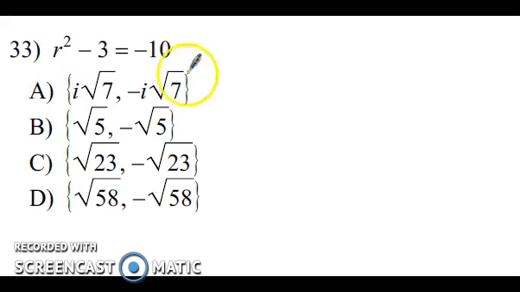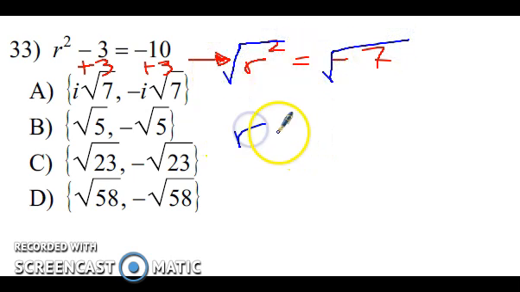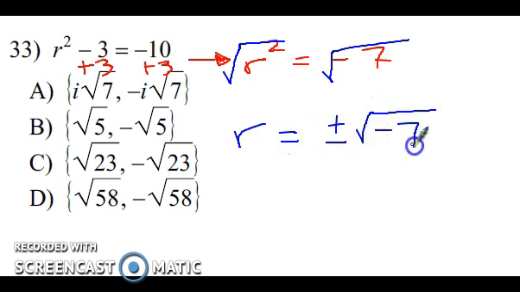All right, 32, we have to solve for r. Prior to solving for r, we need to add 3 to both sides to isolate the r squared. So that gives us r squared equals -7. We have to take the square root of both sides to get to r. And that leaves us with r equals plus and minus the square root of -7.